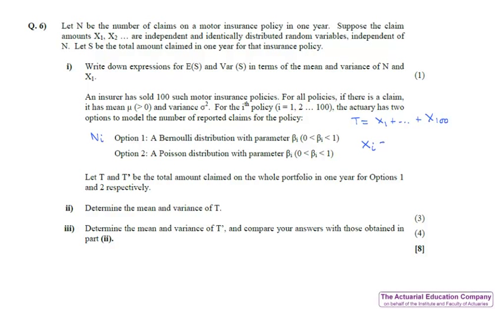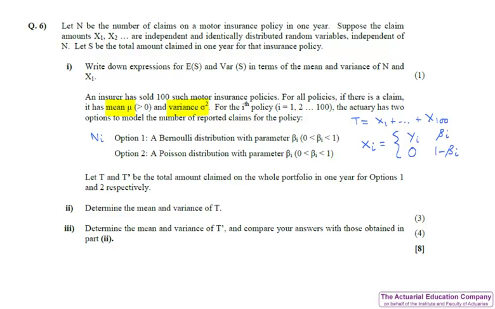So if I want to know the amount of a claim on policy i, one of two things will happen. A Bernoulli distribution can only take two values, 0 or 1. So we'll have one claim with probability beta i, or we'll have no claims with probability 1 minus beta i. If we have no claims, then the total claim amount is 0. If we have one claim, then our claim amount will be whatever that claim is. Now we're told in the question the mean and variance, but we're not told anything else. I'm going to use Yi to stand for the claim amount on the ith policy.